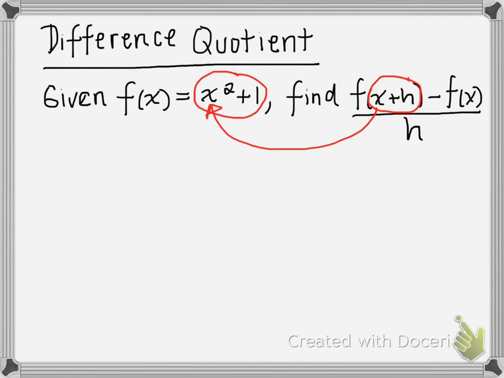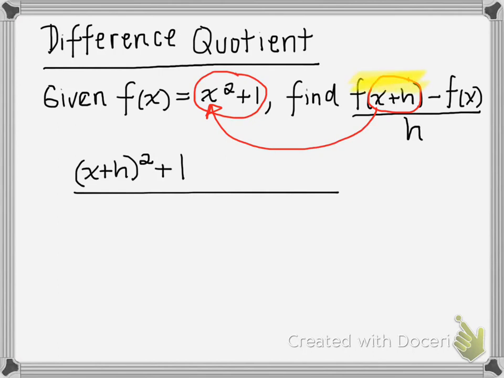So I'm going to have an x plus h, and that's going to get squared, and then I'm going to add the 1. So this, right now, what I've done is I've done this part right here. That's f of x plus h. So this down here, that is f of x plus h. I substituted an x plus h into the function f.